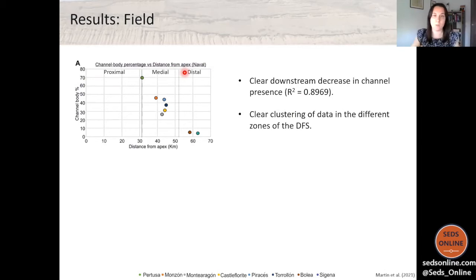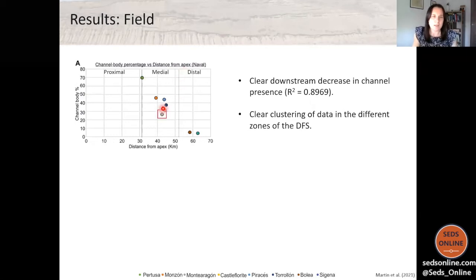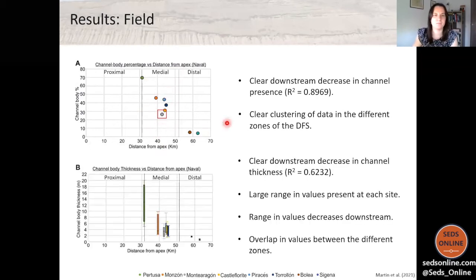And it's probably worth mentioning that we only dealt with really large scale outcrops in which we could see the channel recurrence coming back at least three or four times, so that we knew that we weren't just dealing with a small portion of the stratigraphy. But we can see really nice trends there. Now, I've just highlighted this grey site here, which is Monte Aragon. And we can see that considering it's the third site downstream, it's actually got one of the more lower values, but nothing to worry about too much. It's still clustering within that medial zone.